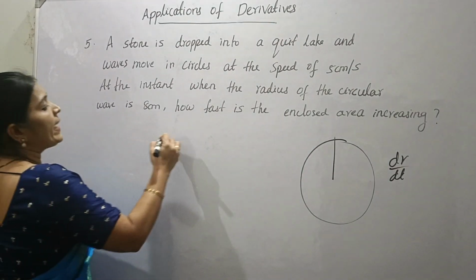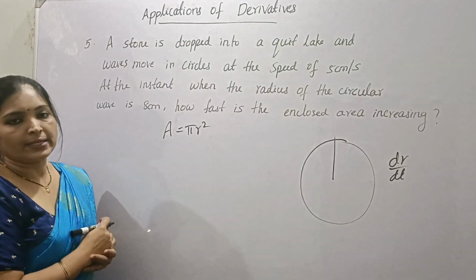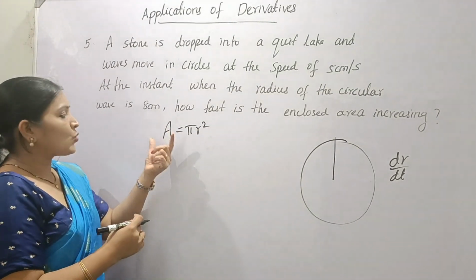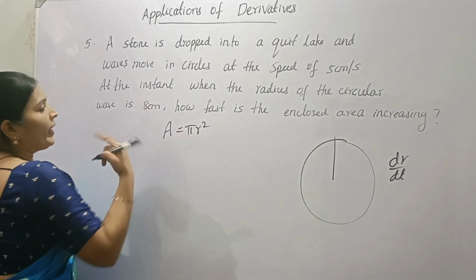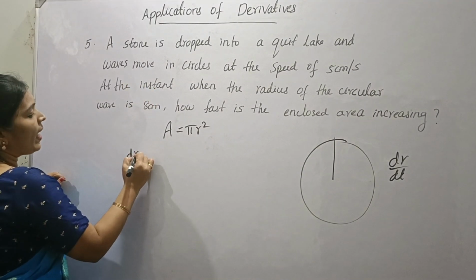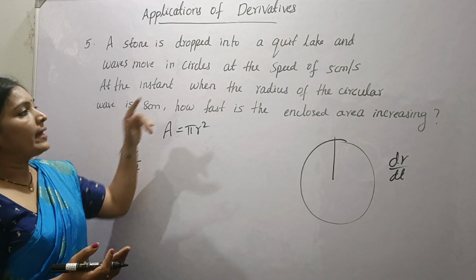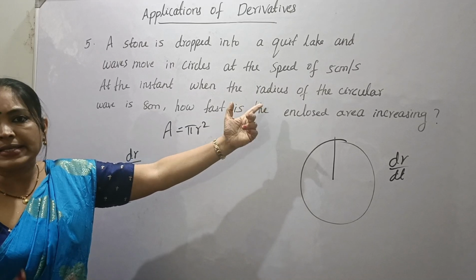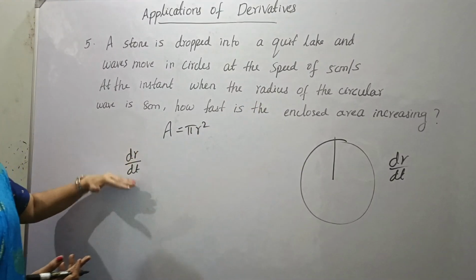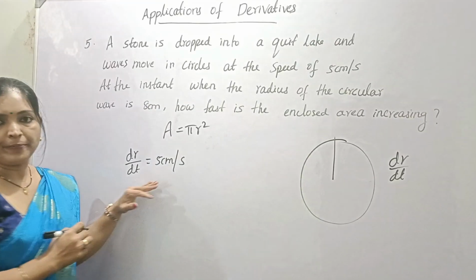So first of all, let's write the equation. A is equal to pi r square because it is a circle. A is the area of the circle, r is the radius of the circle. Now what is given? The radius is increasing at the rate of 5 centimeter per second. So dr by dt is equal to 5 centimeter per second.